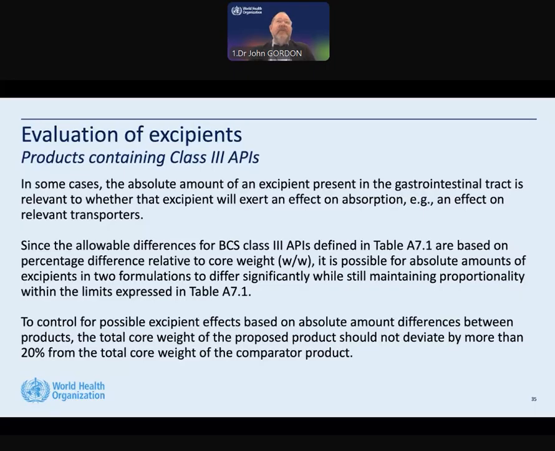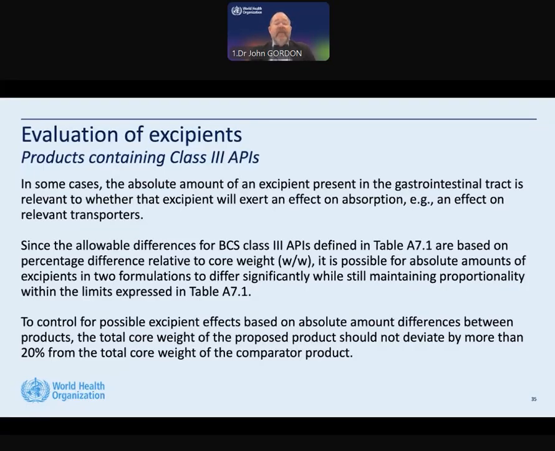It doesn't take into account some situations where the impact of an excipient in the GI tract is based on the absolute amount of excipient that's present, and it's not based on the relative ratio of the excipient to the amount of API that's present. So sometimes excipients can have an effect on GI tract situations, or for example, effect on relevant transporters, just based on the absolute amount of that excipient that's there.